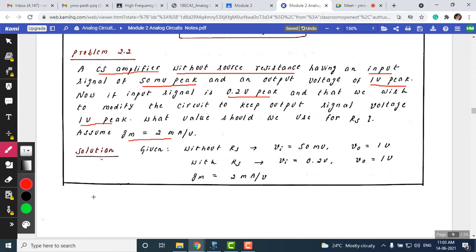Let me write it here. The type of amplifier is first of all a CS amplifier, this is with RS. Here, without RS, the input is 50 millivolt and the output is 1 volt. With RS, the input has been increased to 0.2 volts and we want to retain the output voltage at the same 1 volt. In order to retain the output voltage at 1 volt, what must be the value of RS? This is what the problem is.